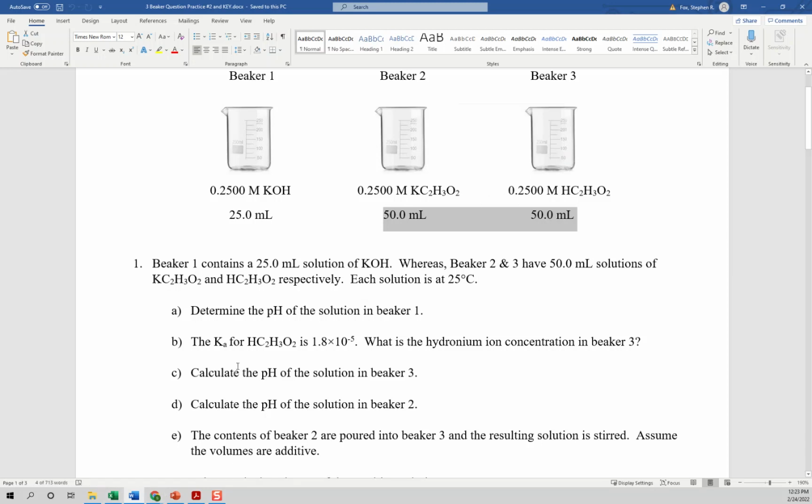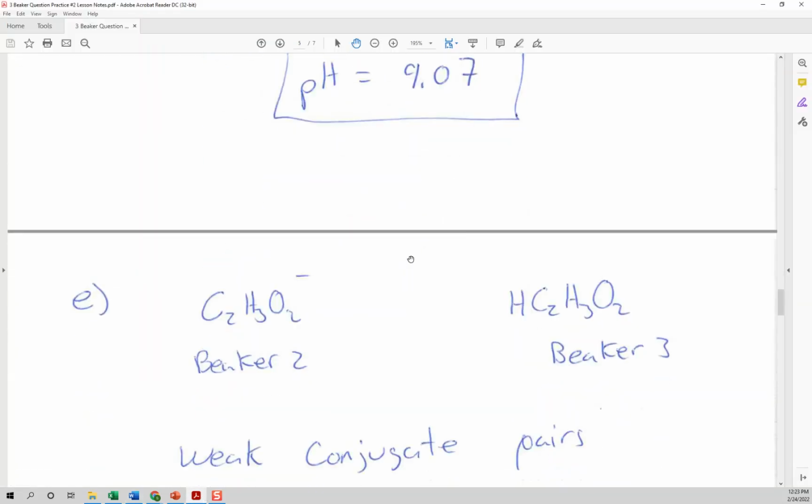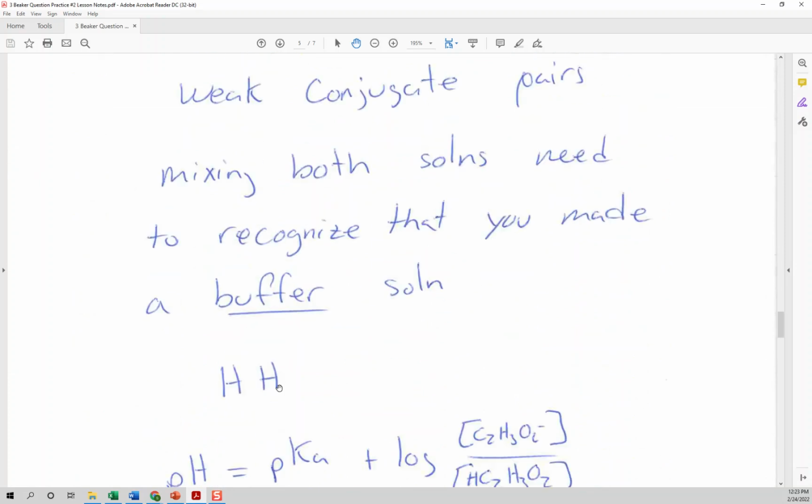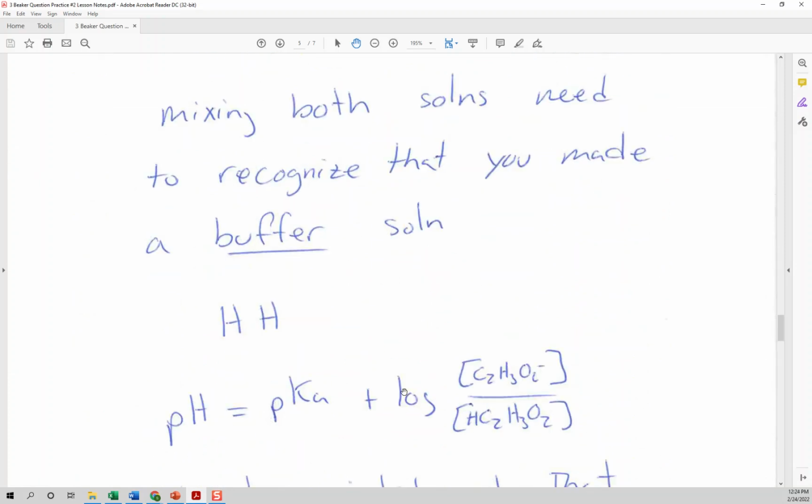So all we have to do to answer part E-I is take the negative log of this, and that's the answer. Okay? But let's understand it. So we're thinking buffer. We made a buffer solution. So we use the Henderson-Hasselbalch equation. That's this equation. It's on our formula sheet.